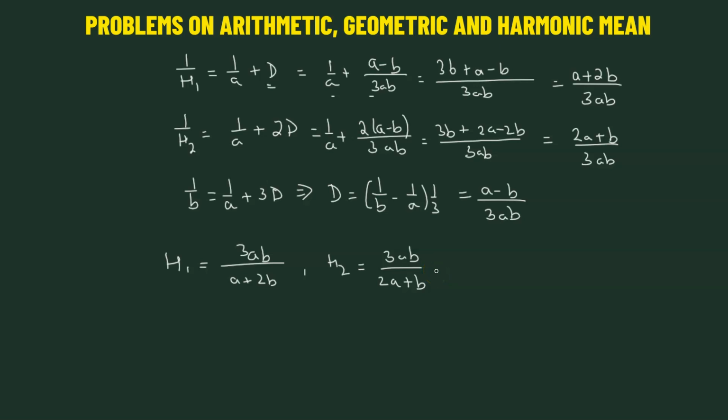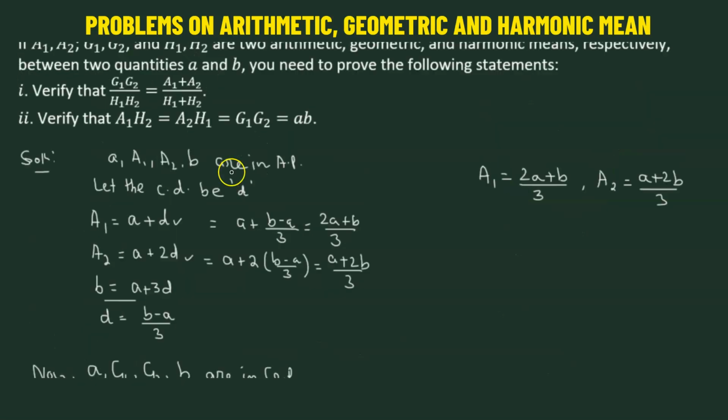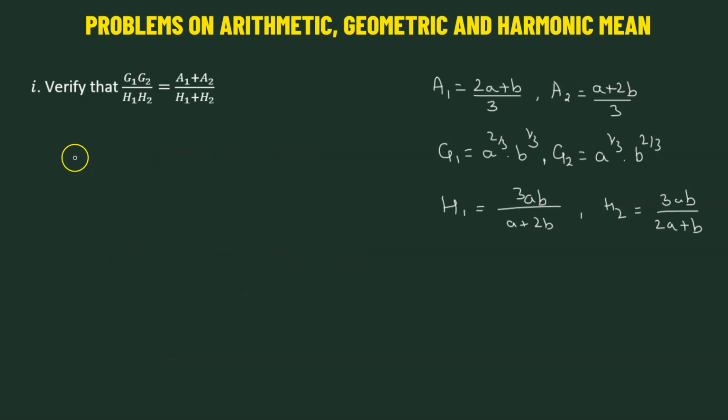So now that we have the values of H1, H2, we have also found out the values of G1, G2, and we have A1 and A2. So now we can verify the statement. So let us begin. So we start with the first part. So let's first find out the value of the left hand side. So on the left hand side, in the numerator, we have G1 times G2. So G1 is simply A raised to the power of 2/3, multiplied to it is B raised to the power of 1/3. And we have G2 multiplied to it. So that's simply A raised to the power of 1/3 times B raised to the power of 2/3 divided by the product of the two harmonic means. So we have H1 and H2.